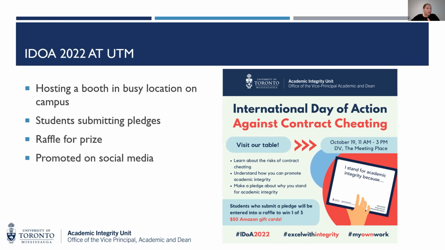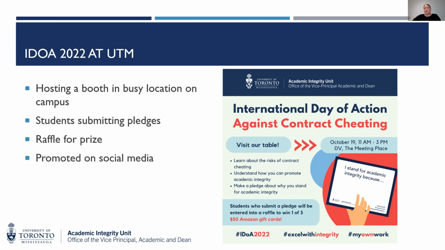It's a spot with food, lots of tables for students to sit. So we're hoping that there will be lots of students there to come by our booth. And we're going to be asking students to submit their pledges, letting us know why they stand for academic integrity, and offering students who submit a pledge an entry into a raffle for a 1 in 3 chance of winning a $50 Amazon gift card.